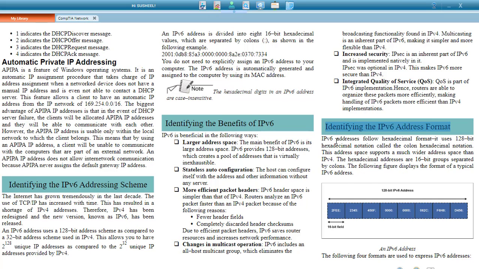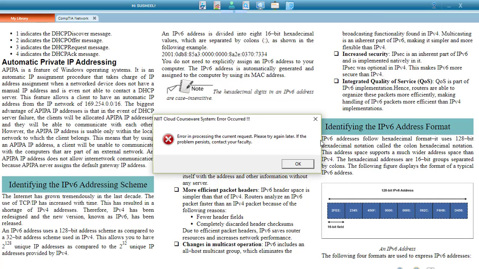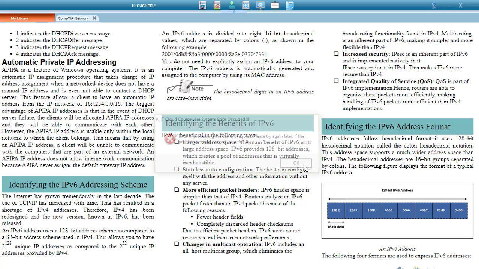Identifying the IPv6 address format. IPv6 addresses follow hexadecimal format. It uses 128-bit hexadecimal notation called the colon hexadecimal notation. This address space supports a much wider address space than IPv4. The hexadecimal addresses are 16-bit groups, separated by colons. The following figure displays the format of a typical IPv6 address.